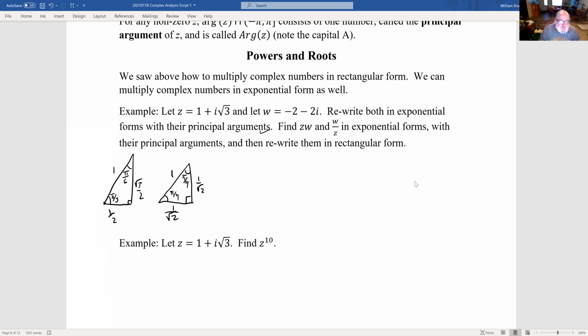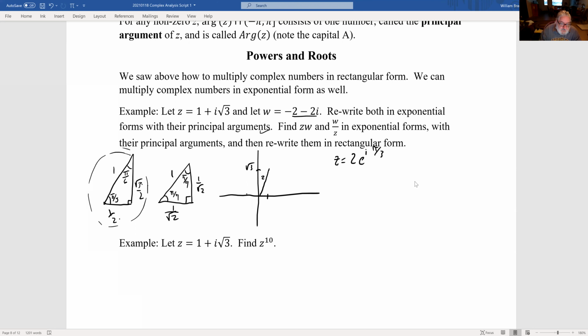So if z is 1 plus i root 3, root 3 is up here. So, right, root 3, 1, this should be length 2, because if I take this triangle and multiply everything by 2, I get a height of root 3 and a base of 1. So z should be 2e to the i pi over 3.